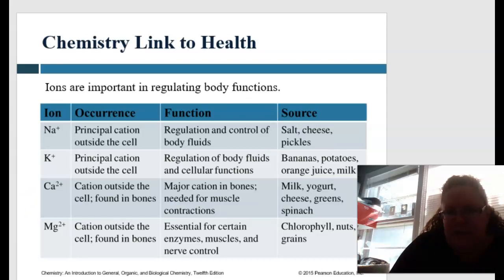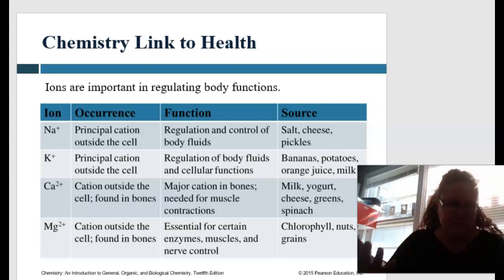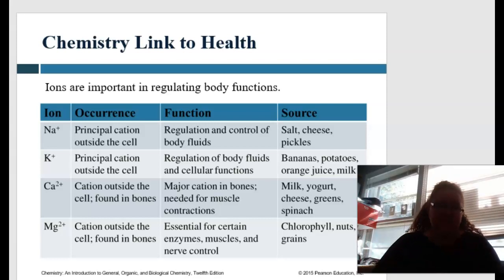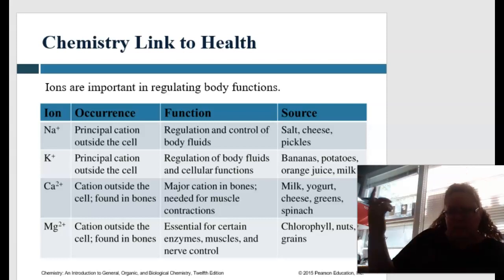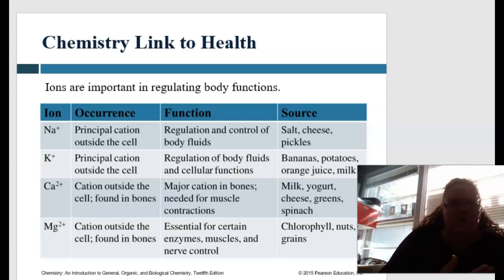Okay. Why do we care? Well, this is because ions are important in regulating body functions. And so in AMP, more than likely AMP2, you talked about the sodium potassium ATPase pump and muscle contractions. We get to talk about that a little bit more in the second part of this semester.